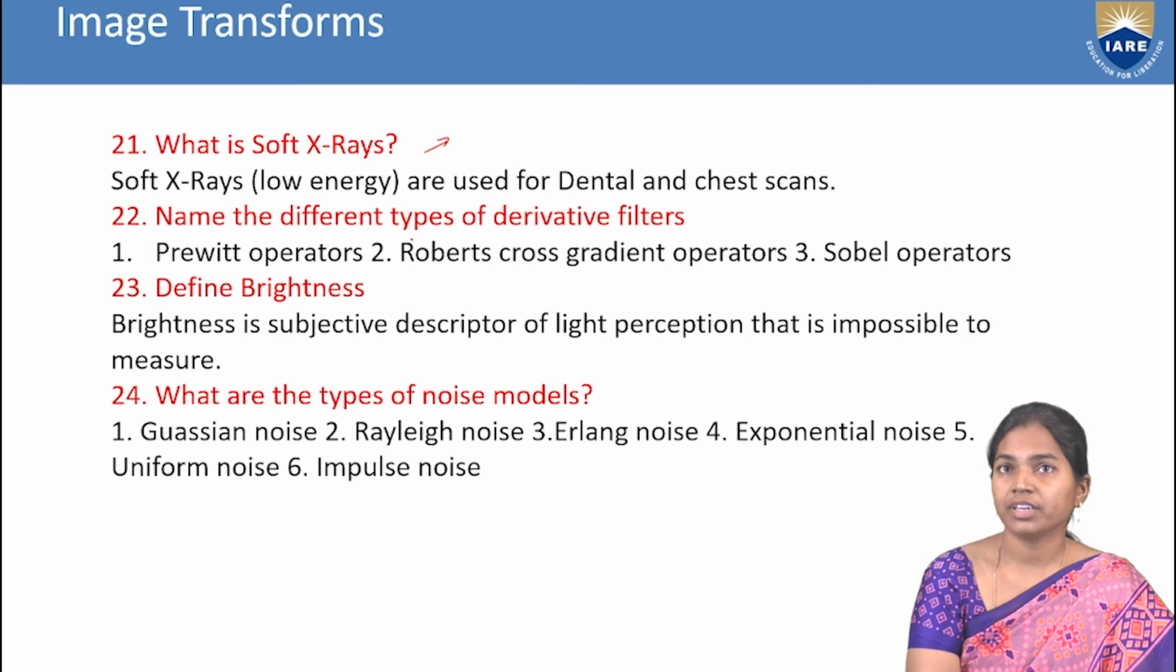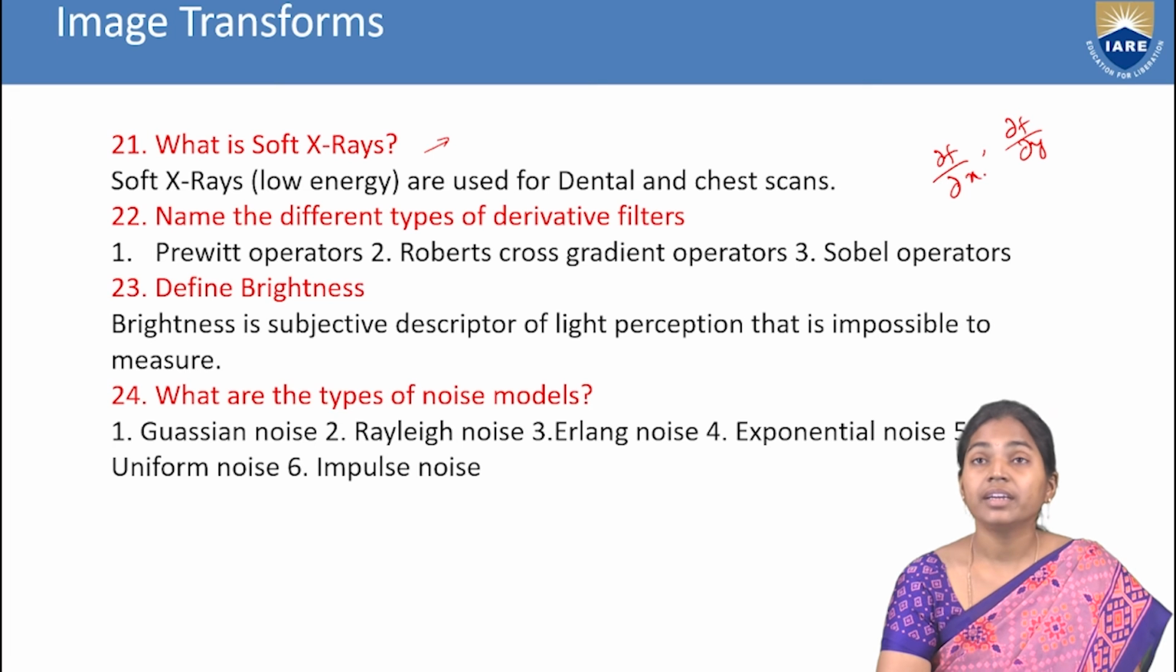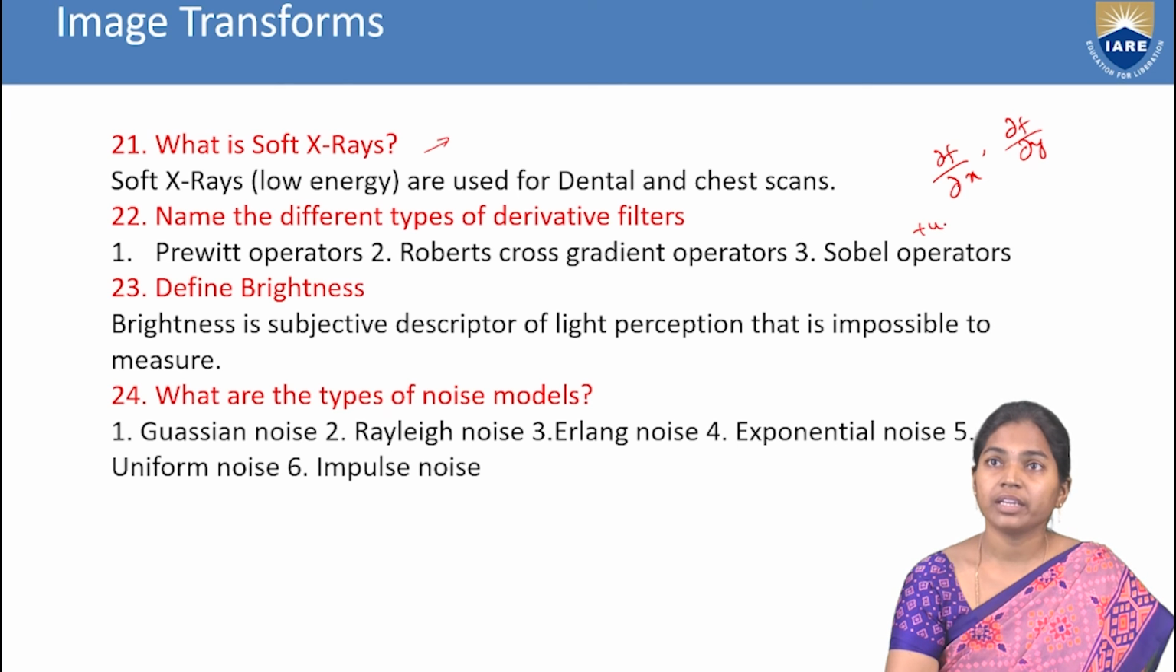Name the different types of derivative filters. In this we have different types of derivative filters. We represent them with dou f by dou x and dou f by dou y. With x and y, it scans the vertical lines and horizontal lines of an image, and it scans the plus 45 degrees and minus 45 degrees.